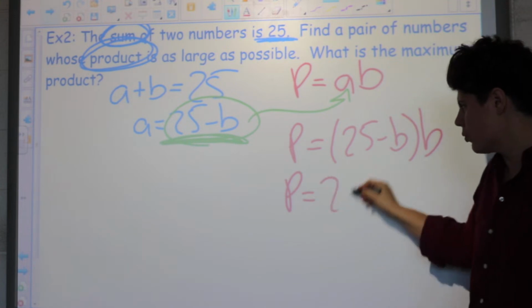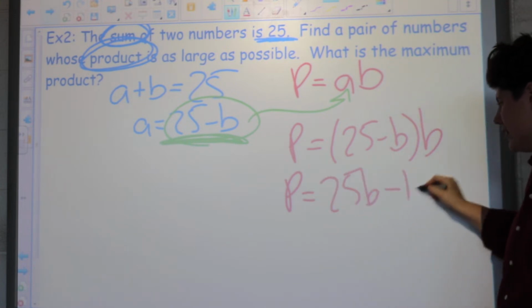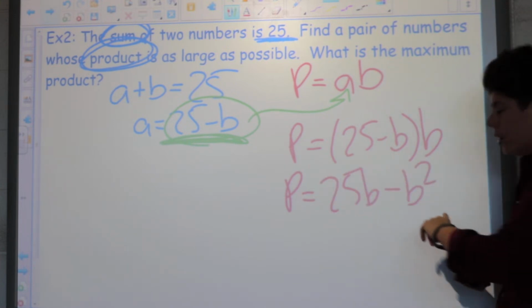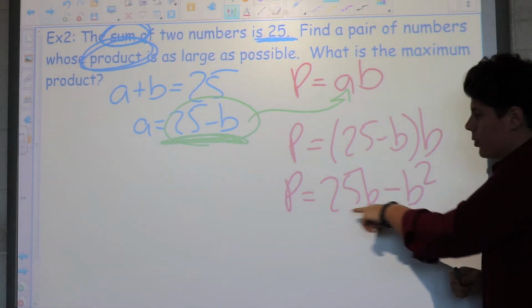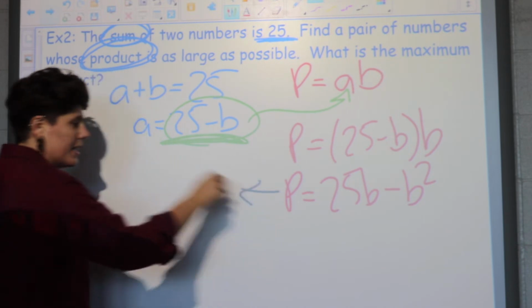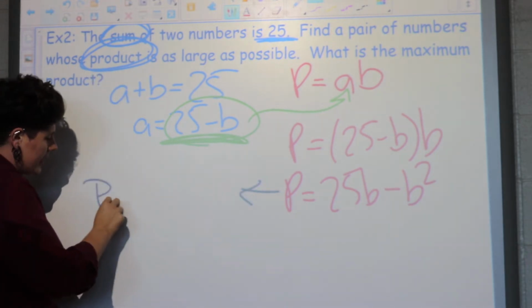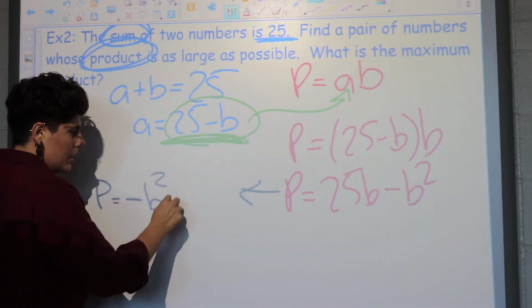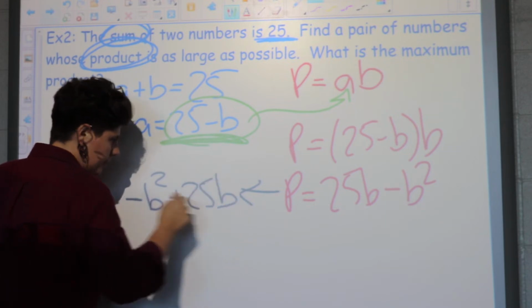The product equals 25B minus B squared. Now, look out. This is not in standard form. Don't let it trip you up. We could easily rewrite it in standard form. Remember, from highest exponent to lowest? So product equals negative B squared plus 25B.